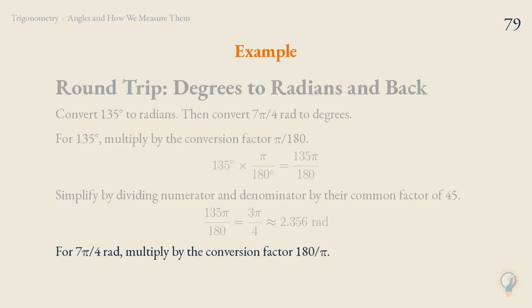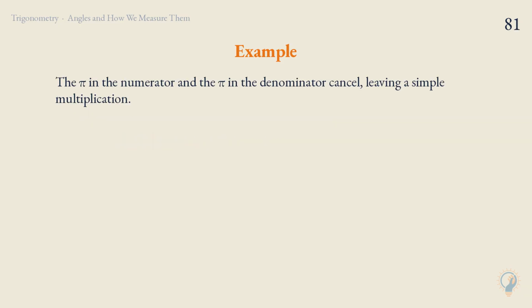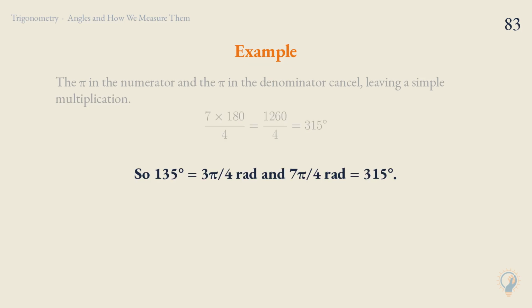For 7 pi over 4 radians, multiply by the conversion factor 180 over pi. 7 pi over 4 times 180 over pi. The pi in the numerator and the pi in the denominator cancel, leaving a simple multiplication. 7 times 180 over 4 equals 1,260 over 4, which equals 315 degrees. So 135 degrees equals 3 pi over 4 radians, and 7 pi over 4 radians equals 315 degrees.